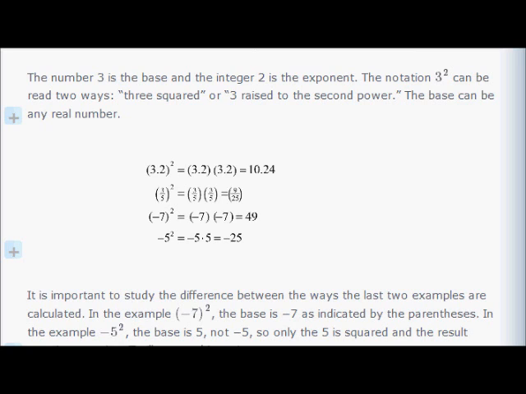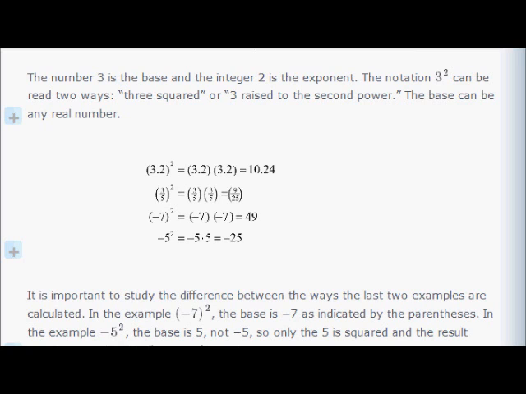It could be, let's say, a decimal number like 3.2. So you could have 3.2 squared, which is 3.2 times 3.2, and if you do the math, that's 10.24. Similarly, you could have a fraction that's squared, or set to an exponent, set to the nth power. So here we have 3/5 being the number to find the square of. So we would say 3/5 squared equals 3/5 times 3/5 equals 9/25.